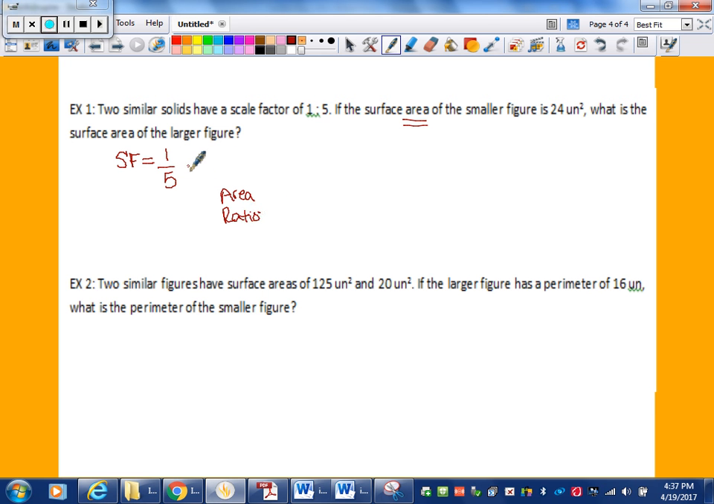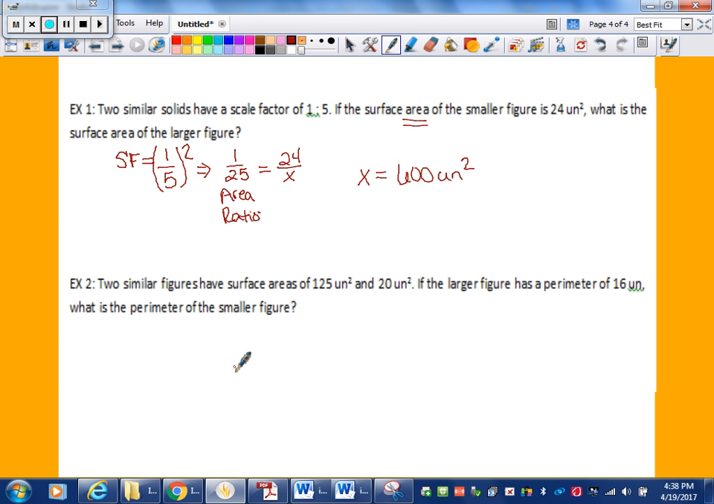To convert it into my area ratio, I simply take that scale factor and square it. And it would turn into 1 over 25. Now, they told me the smaller figure is 24. Well, 1 is smaller than 25, so 24 goes on the top, and my unknown, which is what I'm trying to find, is x on the bottom. Now I have a proportion, and I just cross multiply and divide. So I would get that the larger figure's surface area is 600 units squared.